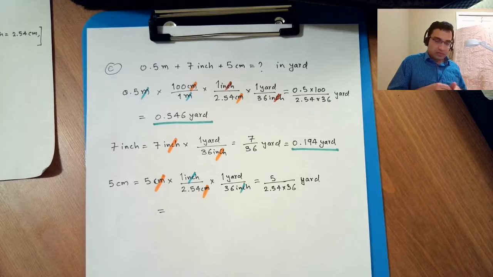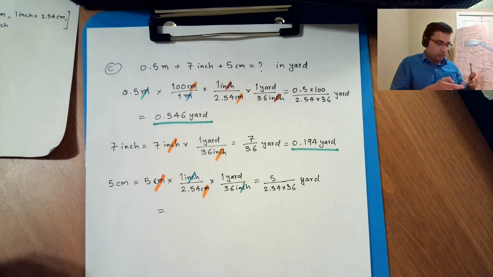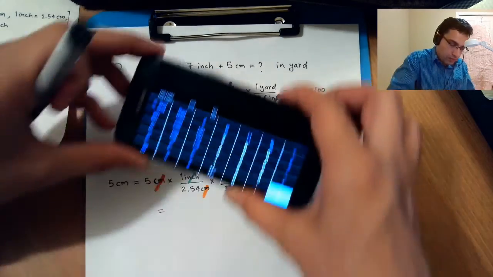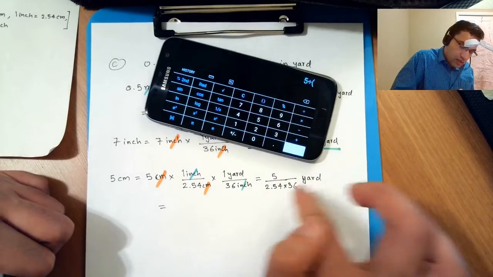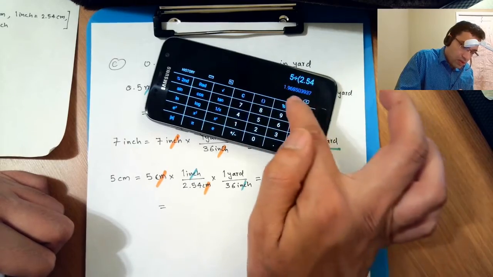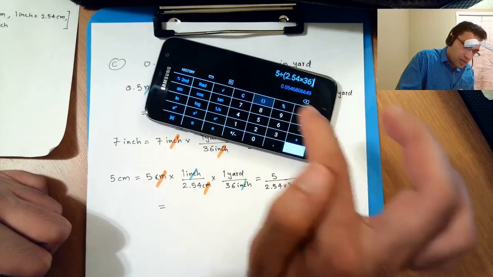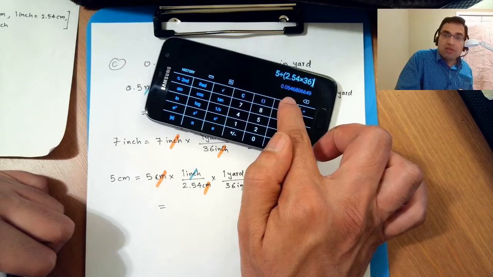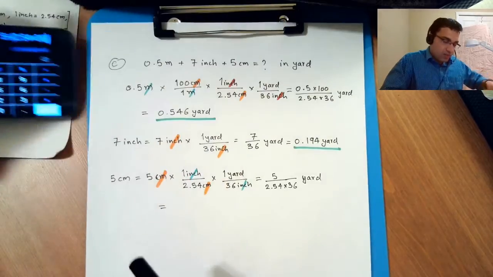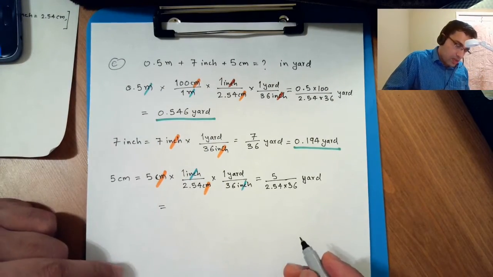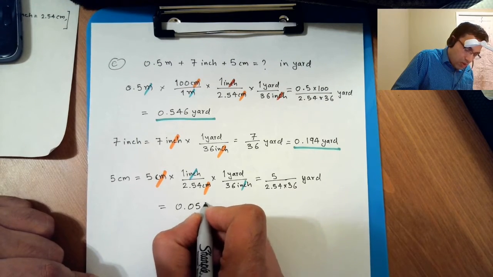Which is 5 divided by 2.54 in parentheses in denominator 36. That's 0.0546. Okay, so that's in yard. That's 0.054 yard.